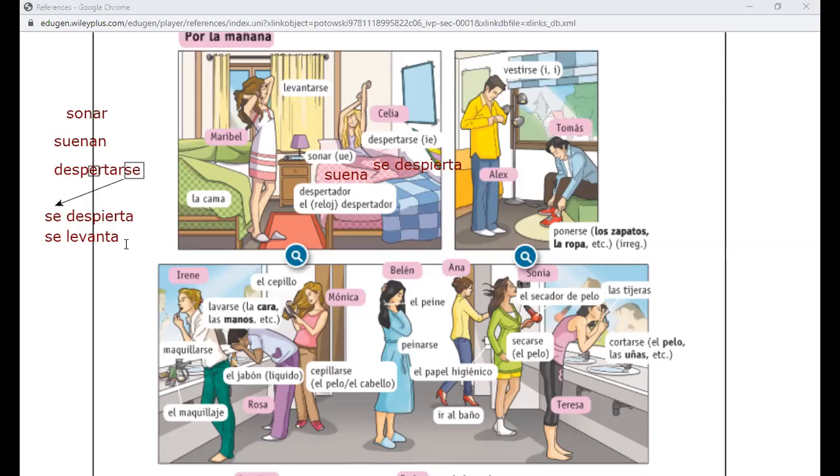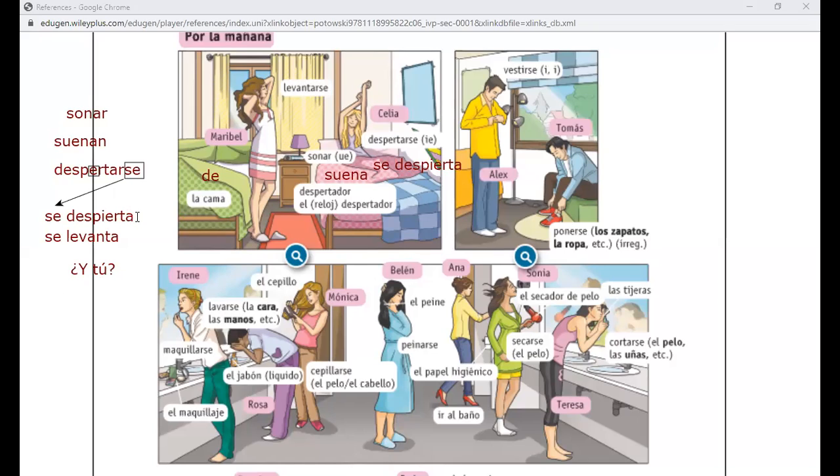Y se levanta de la cama. Se levanta de la cama, because she gets up from the bed. Now, Celia se despierta, Maribel se levanta, y tú, that's my question to you. ¿Y tú? Would it be te? Answer me: me levanto. Muy bien. Me levanto.